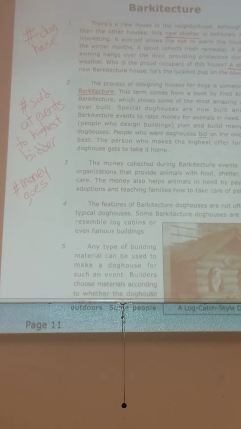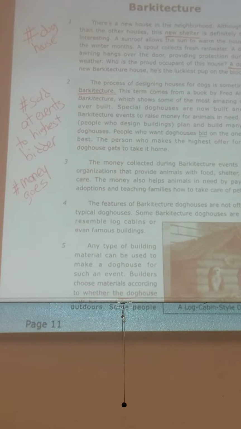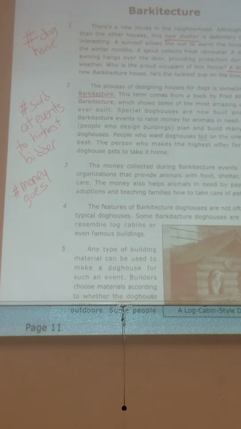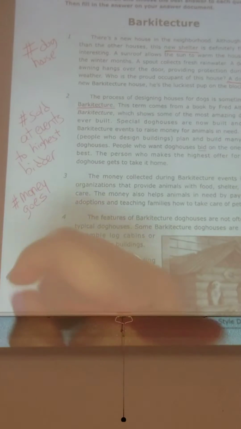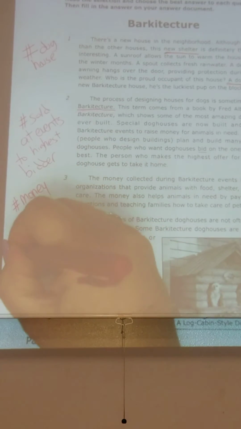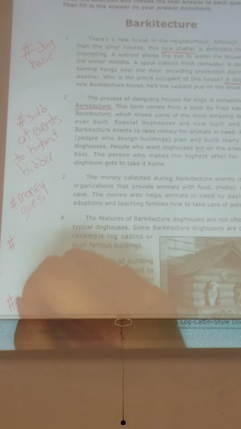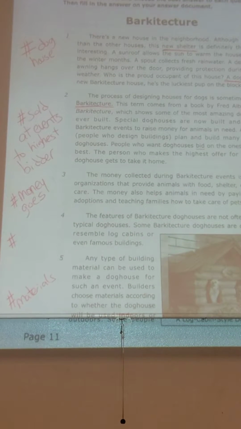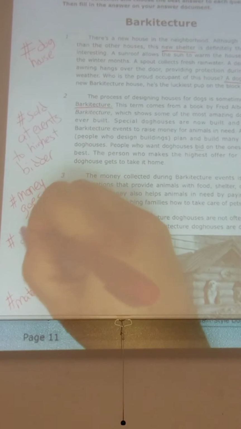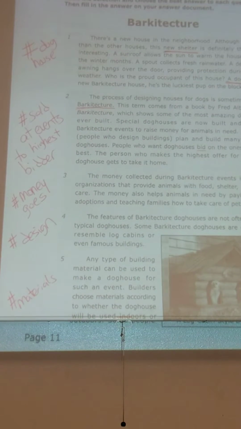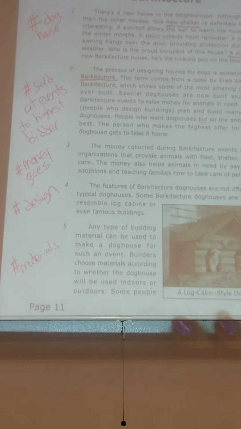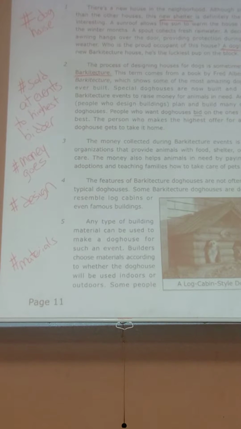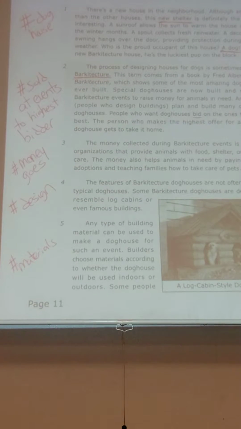Any type of building material can be used to make a doghouse for such an event. Builders choose materials. Okay, so what is paragraph 5 talking about? The material. So let's label or hashtag 5 materials. And hashtag 4 design. Maybe how they're designed, right? Because they said it could look like log cabins or famous buildings. And you can see that one there at the bottom. They gave us a picture of one. It looks like a little log cabin for 2 dogs. It's a fancy little dog house.